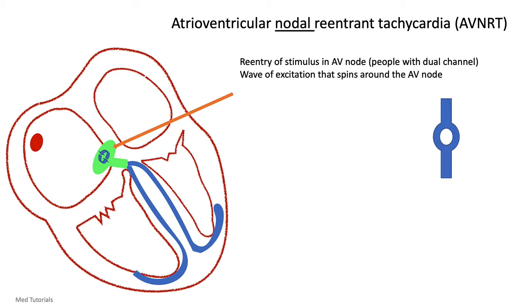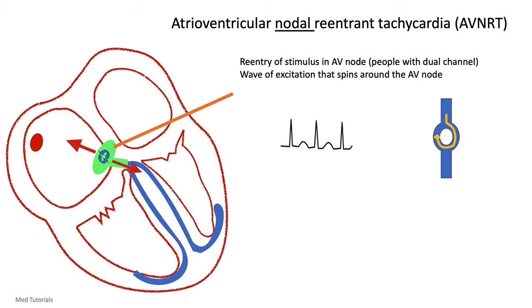So here's a diagrammatic representation of this dual channel in the AV node. What happens is the impulses go down the fast channel and they turn back and into the slow channel, and then there is a spinning which takes place in the AV node, which results in impulses being sent out at a very fast rate. And this is what we call atrioventricular nodal reentrant tachycardia.